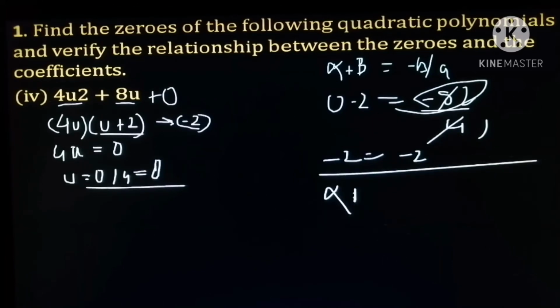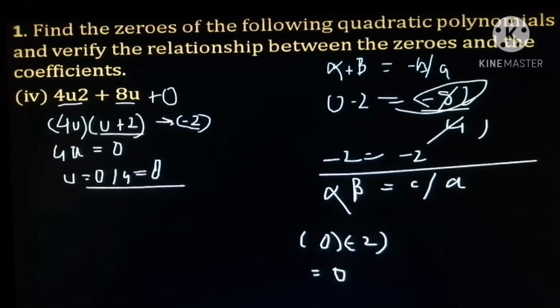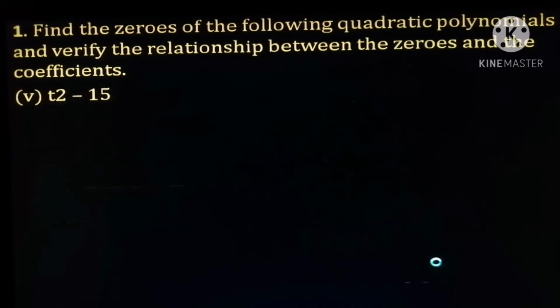Now you have alpha beta is equal to c upon a. Now let's verify. Alpha is 0 and beta is minus 2. Whenever you multiply 0 into any number, the answer will definitely be equal to 0. And for c upon a, the value of c was 0 because no constant term was given. So it is equal to 0 upon 4, that will also give you 0. Again we have verified the relations.